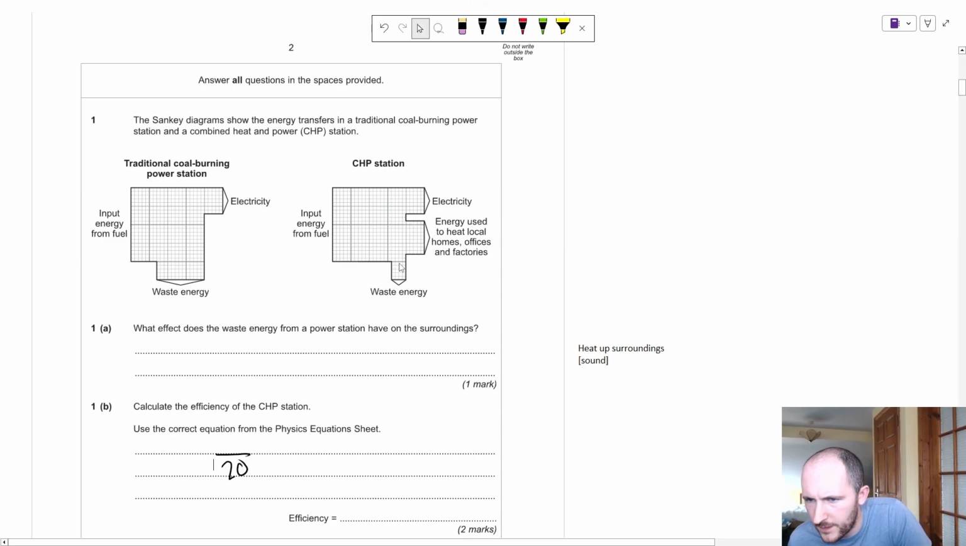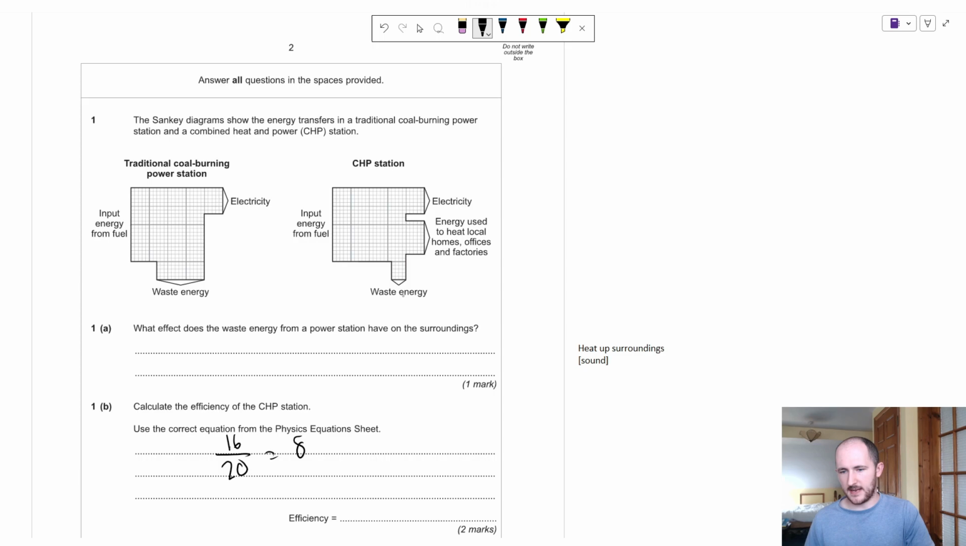So it's 4 few. Oh no, it's not. It's 1, 2. Yeah, it's 4. So 4 of them is waste energy. So 20 minus 4 is 16. So 16 out of 20, which in other words is 8 out of 10. So that would be 80% efficiency.